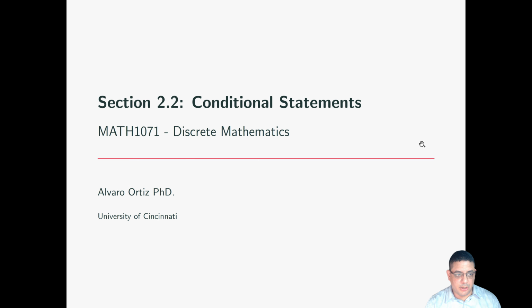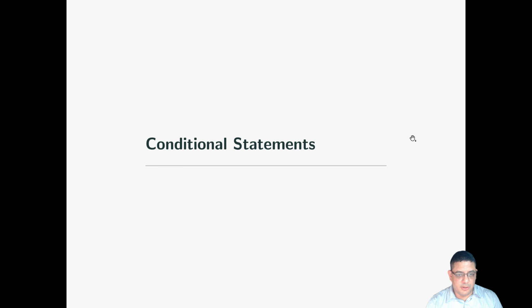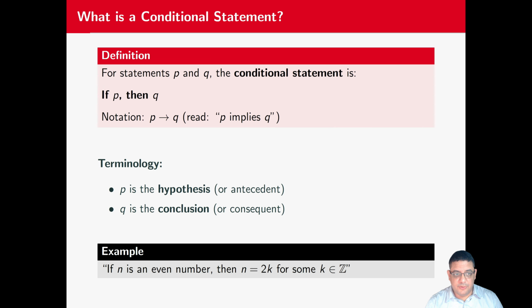This video is going to cover section 2.2 on conditional statements. So what is a conditional statement? Well, for a statement that has two properties P and Q, the conditional statement is of the form if P, then Q. In notation, we have P with an arrow going towards Q, and it's read P implies Q. In terminology, P is the hypothesis or the antecedent, and Q is the conclusion or consequent, or sometimes even the thesis.